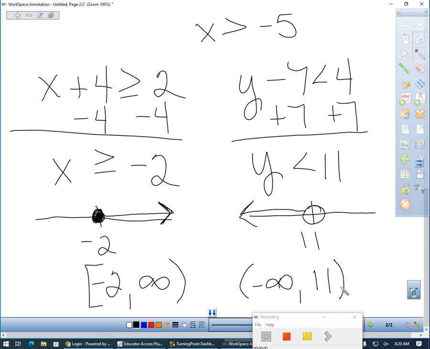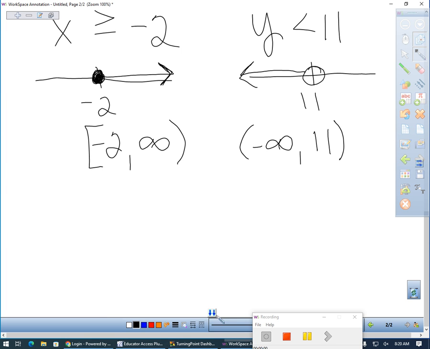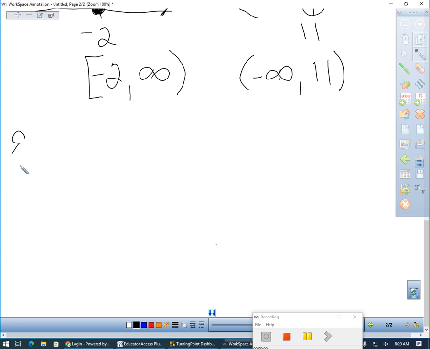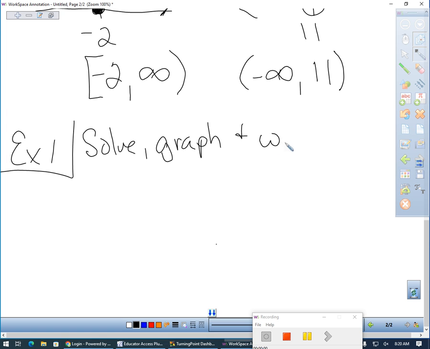All right. Before we get into the multiplying and dividing, let's stick with these two for a couple minutes and do a couple real examples. I'll do two examples in this section. First one, example number 1. I'm going to ask you to solve, graph, and write the interval notation.